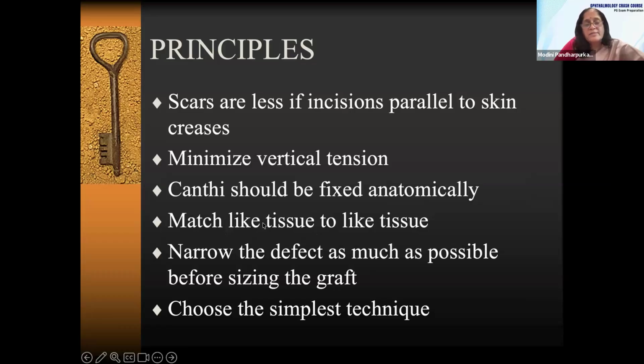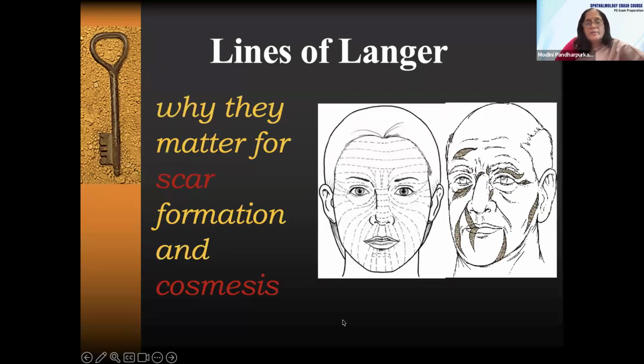Then, of course, match like tissue to like tissue. Narrow the defect as much as possible before you take the graft. Because skin is very elastic, it retracts when there is trauma. Hold the two edges of the cut ends with forceps, bring them as close as possible, and only then size your graft, so that you get away with the optimum size of graft. Of course, always choosing the simplest technique is the best method.